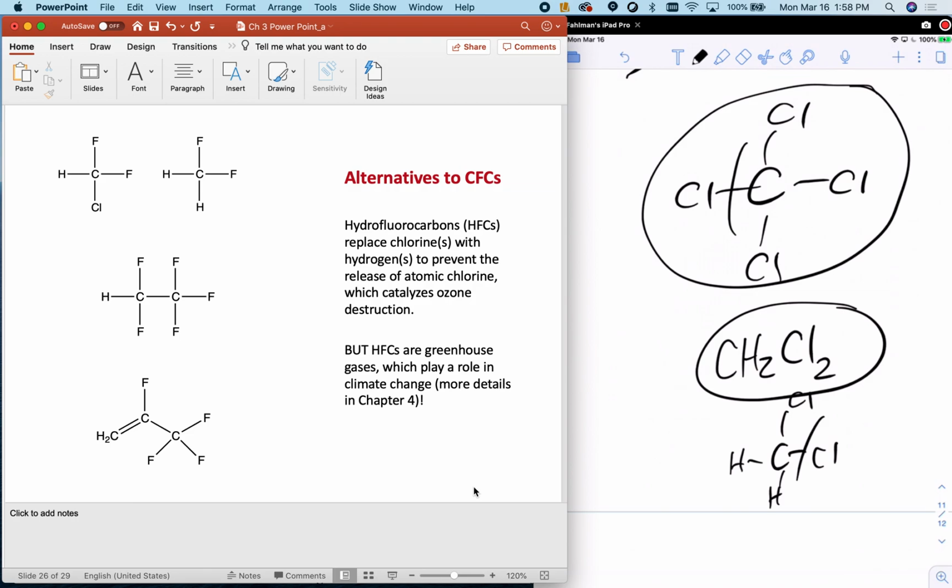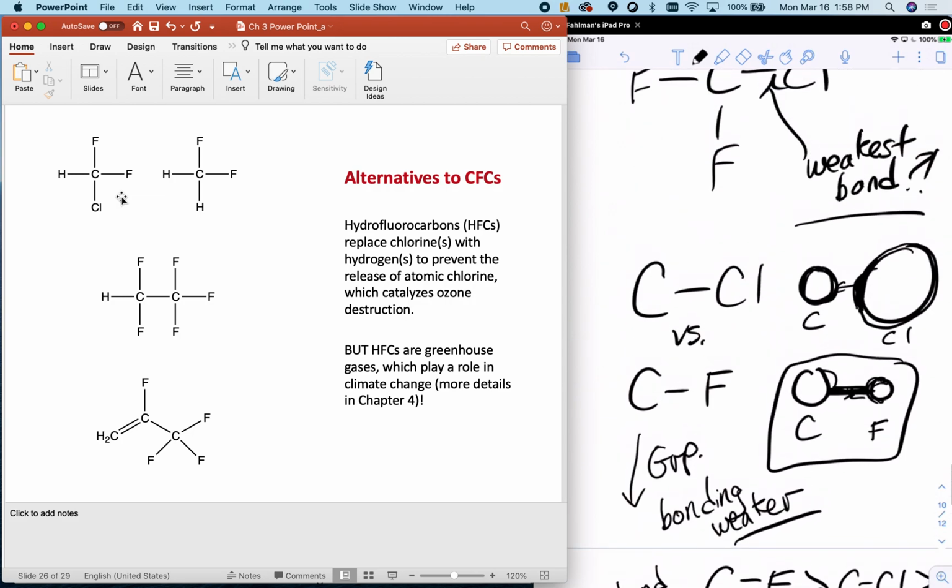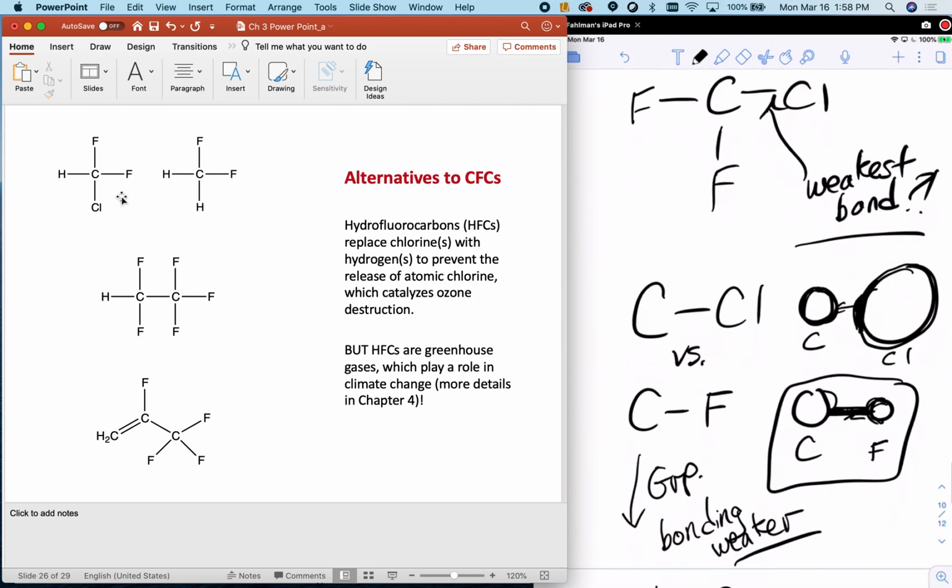All right, so this is where people were looking at alternatives to CFCs, and people developed these ones. And so again, if you're going to compare this, I guess, yeah, this one.